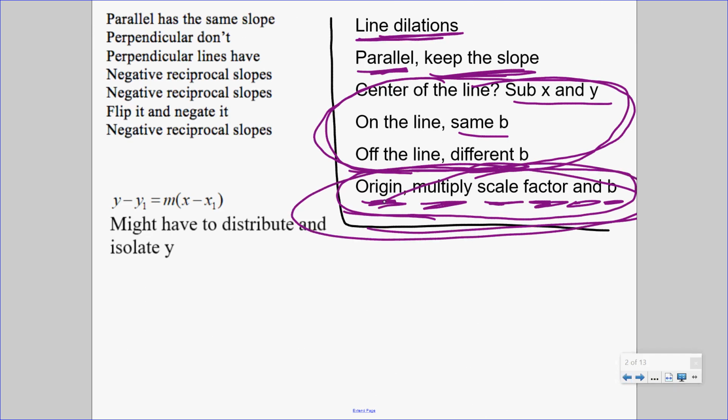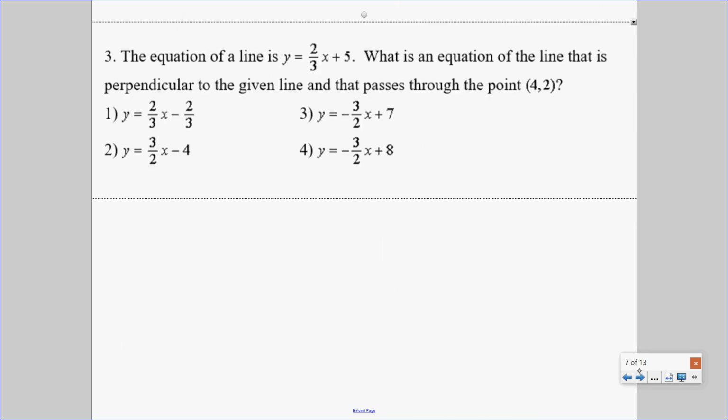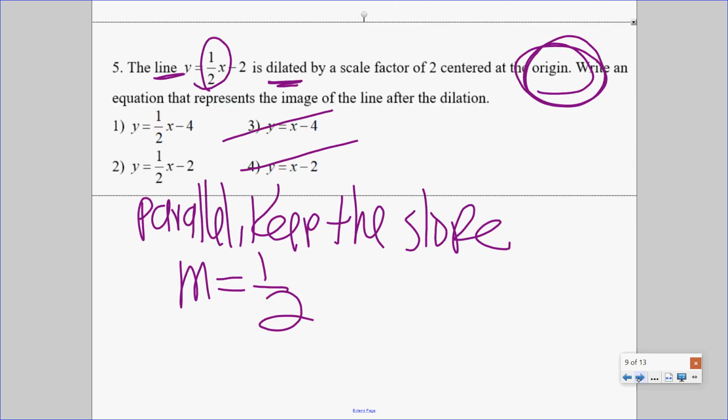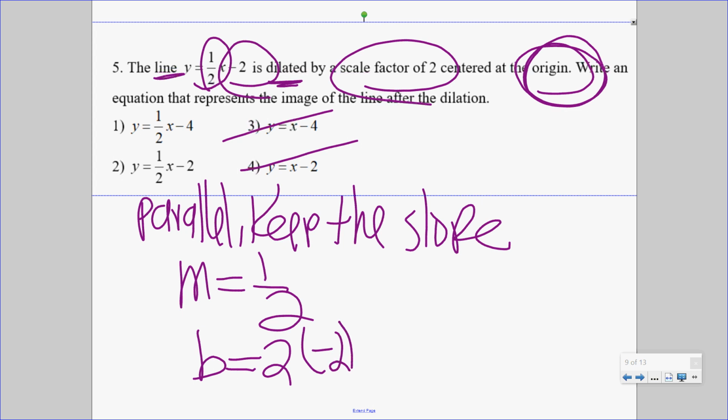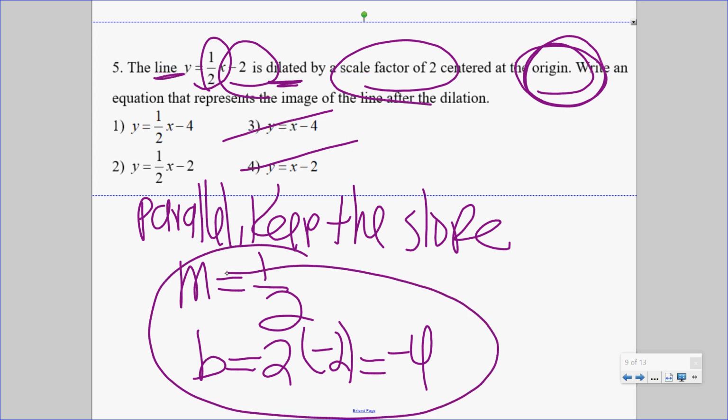Origin, multiply scale factor and b. It's origin, so I'm multiplying the scale factor and the original b. 2 times negative 2 is negative 4. My slope is 1/2. My y-intercept is negative 4. Choice 1 is your answer. It's a conceptual lesson, this one. If you understand all the concepts, the math itself is simple.